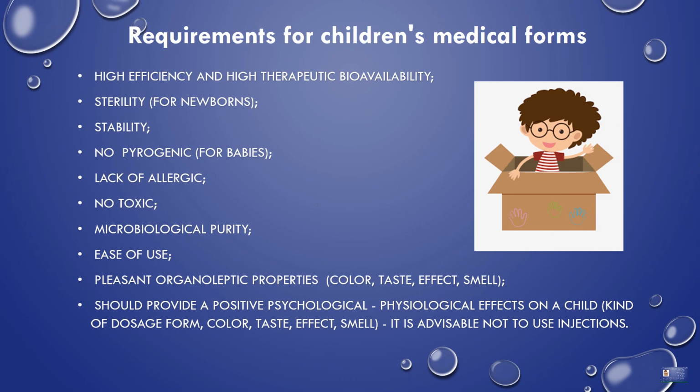Requirements for children's medical forms. At first, high efficiency and high therapeutic viability. They must be sterile, commonly for newborns, stable, non-pyrogenic for babies, non-allergenic, non-toxic, with microbiological purity and ease of use. Pleasant organoleptic properties such as color, taste, and smell should provide a positive psychological and physiological effect on a child, as should the kind of dosage form.